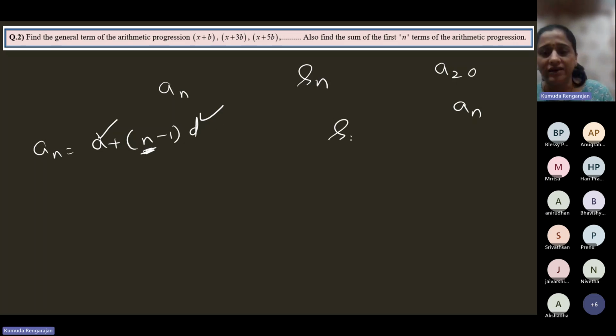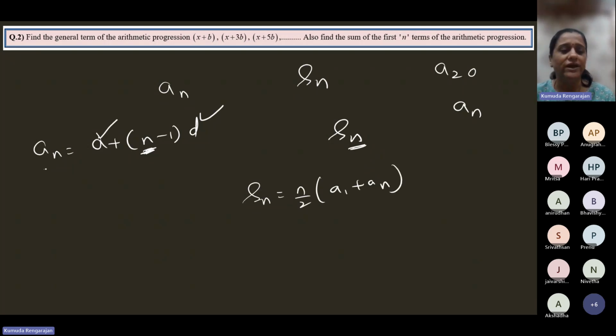Similarly, when you're finding Sn, you will not substitute for n because you're finding the sum of the first n terms. So n will be n. You will be substituting for a and d. Or you can also use this formula, Sn is equal to n by 2 of the first term plus the nth term, because you would have found an. For this question, you would have already answered an. So you can also use this formula. Remember that when you're finding an and Sn, n is n. You will be substituting only for a and d.